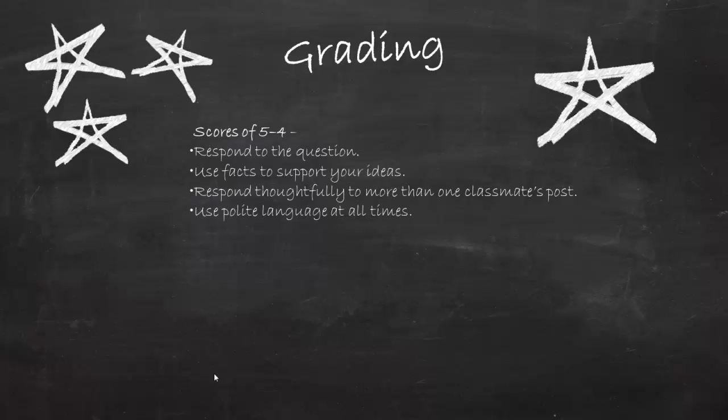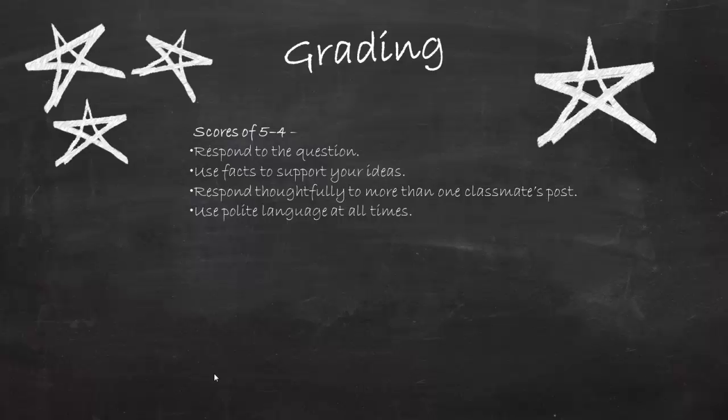For the grading, you can get a top score of either 4 or 5 points when you respond to the question using your own thread, use facts to support your ideas, and then respond thoughtfully to more than one classmate's post. And you need to use polite language at all times. Okay, so what that means is you've created your own thread and then you've responded to 2 classmates.